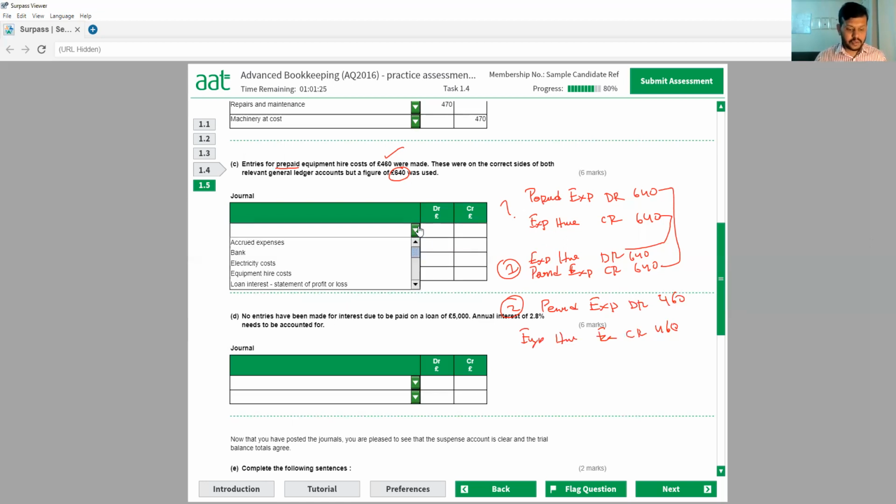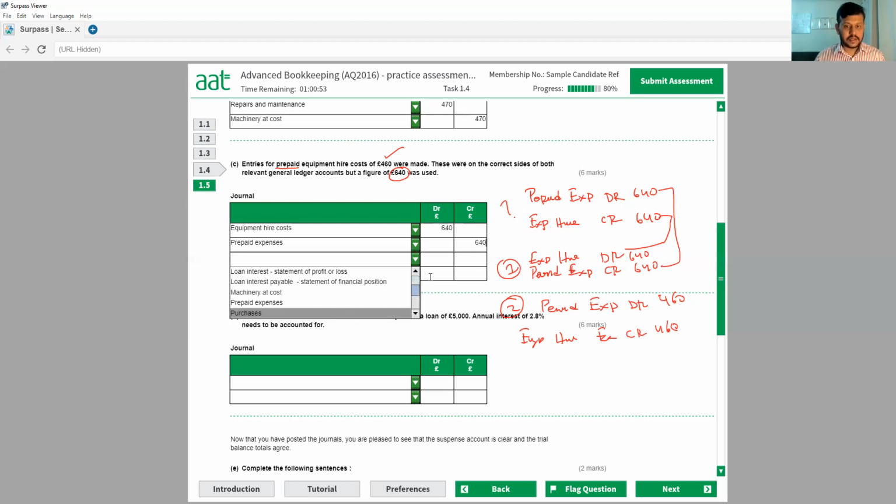You will say here, the first one we said equipment hire cost, and then we have prepaid expense. So we need to remove that. The mistake was 640. It has to be removed. We do the opposite, and it will be gone. Now we record the correct one. That is prepaid expense debit, because it's an asset. But this time the correct one, 460, and the equipment hire cost will be credit. It will reduce my expense. So two journals: the first one to remove the previous mistake, the next one is the correct one.